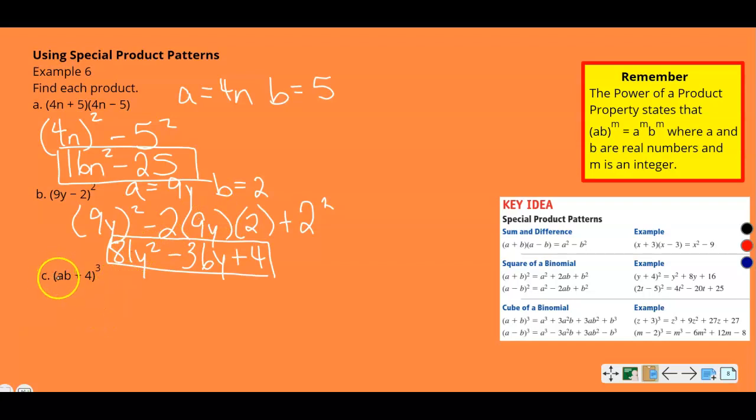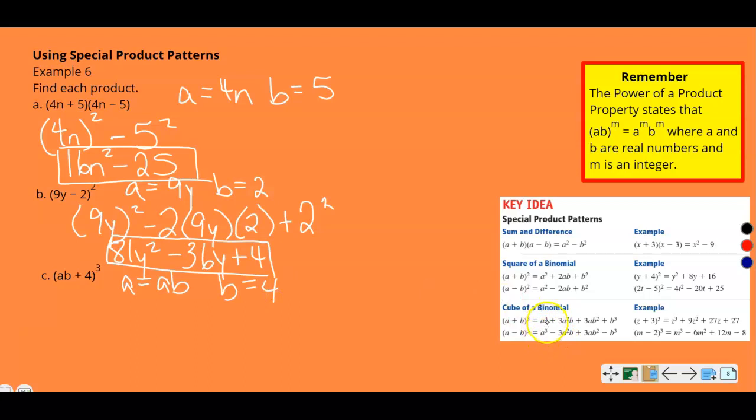All right, the last one, ab plus 4 quantity cubed. So this is ab plus 4 cubed. Remember, we did ab plus 4 times ab plus 4 times ab plus 4 is how we would have done it in a previous example. Now we can use the cube of a binomial formula and just plug it in. All right, so again, let's identify a and b. So a is going to equal ab in this case because this term is ab, and b is 4 in this case.